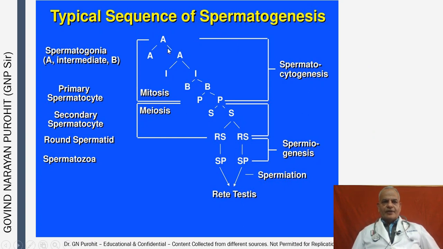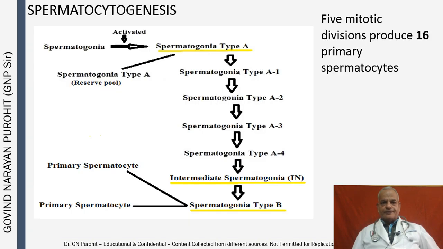The spermatogonia are divided into A1 and then B1. Then this involves mitosis. This is the spermatocytogenesis. The primary spermatocytes are formed, and then the primary spermatocytes divide to form the secondary spermatocytes, and the secondary spermatocytes produce the round spermatid, and the round spermatid then go through morphologic changes, through spermiogenesis, to form the spermatozoa, and the release of spermatozoa into the testes is known as spermiation. So this is how the spermatocytogenesis occurs.